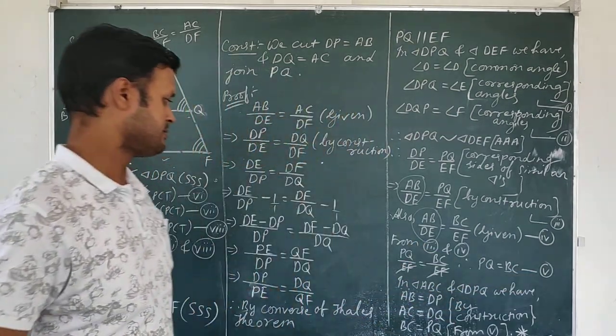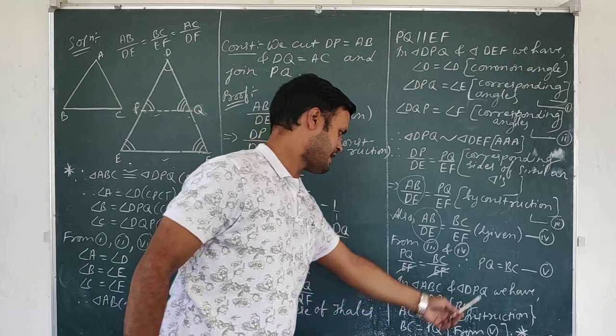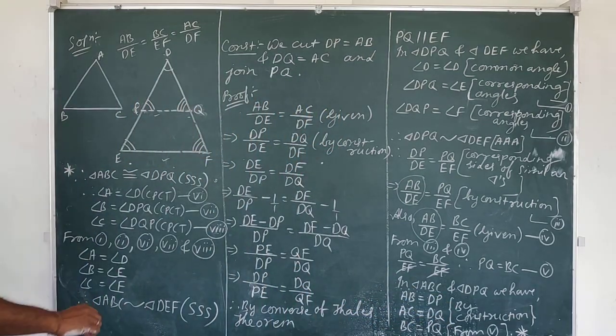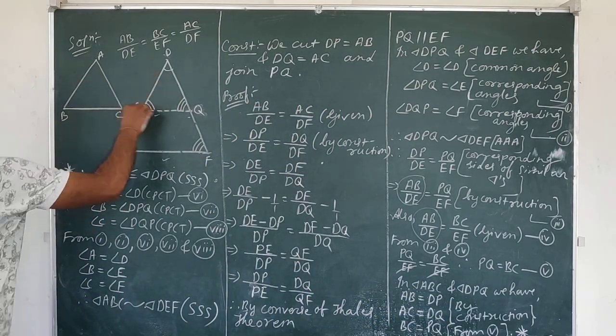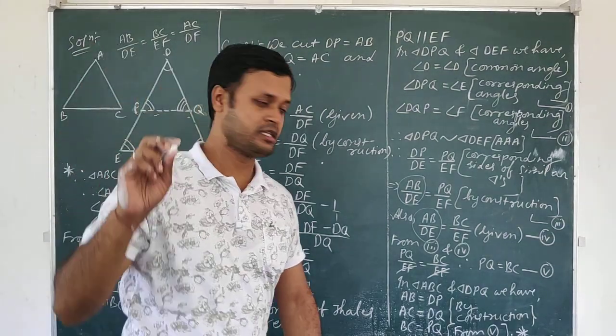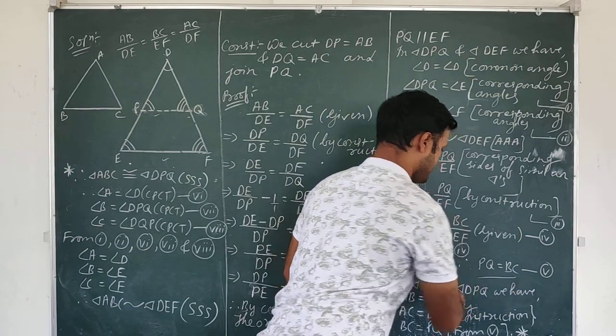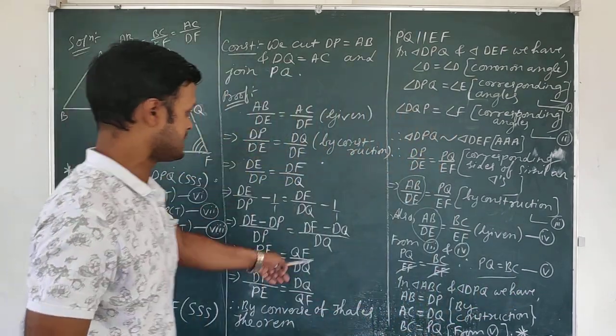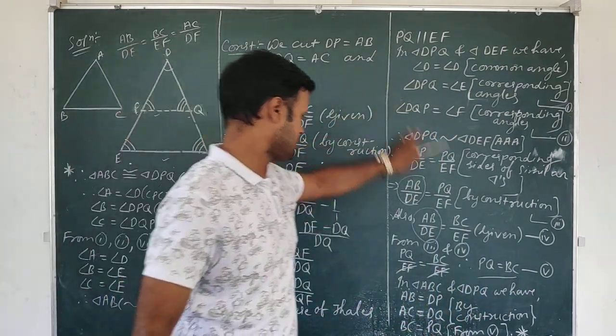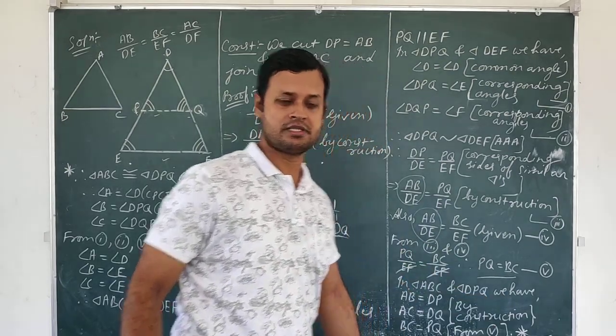Mark it number 5. Now in triangle ABC and triangle DPQ, just for showing these two triangles congruent, we need PQ is equal to BC. We needed to do all these things, starting from here, just to find PQ is equal to BC. That will be used now.